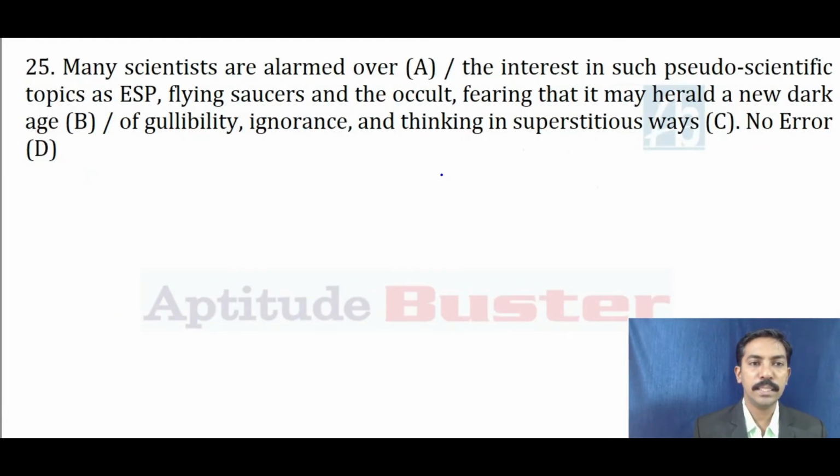Many scientists are alarmed over the interest in such pseudoscientific topics as ESP, flying saucers, and the occult, fearing that it may herald a new dark age of gullibility, ignorance, and thinking in superstitious ways. Don't panic, please. While you read the question itself, you would find this question is challenging. Very less a chance you would get such highly challenging questions throughout. So when you are short of time or if your practice is limited, you can skip it. Now, if you want to solve these questions, have a special eye for the words being used here.